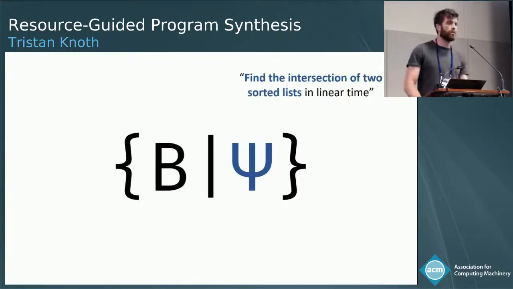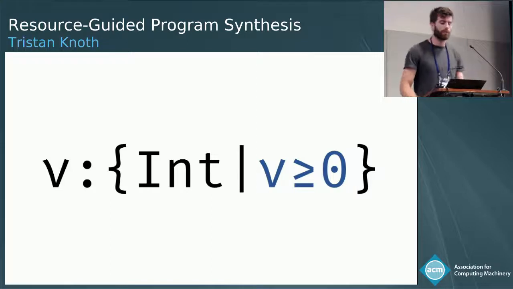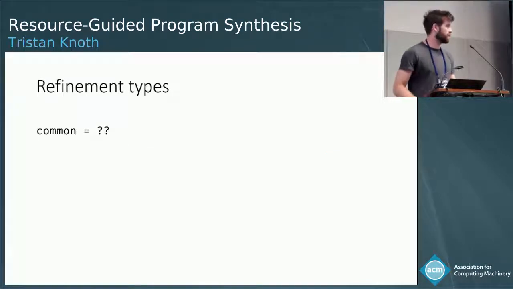So before we get into the resource analysis, let's talk about how we specify functions with refinement types. So a refinement type is just a simple type annotated with a logical refinement. For example, the natural numbers are those integers where the value is non-negative. And we can use types like this to specify the common function.